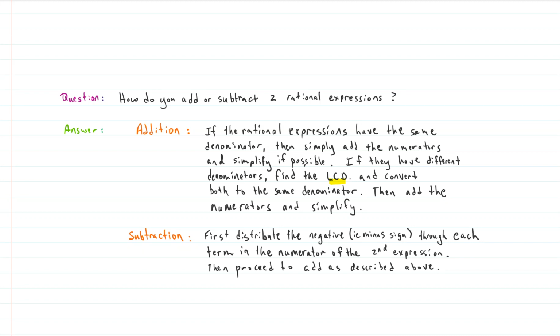If you're subtracting, then you first distribute the negative through each of the terms in the numerator of the second expression, meaning you're subtracting two things with a negative in between the two things. That's what you're distributing. And then it becomes just an addition problem. And so you can just add as you would normally from that point.